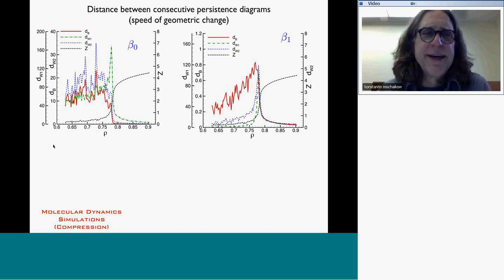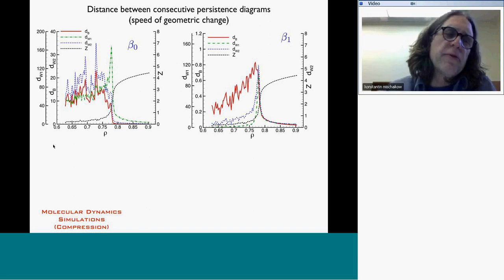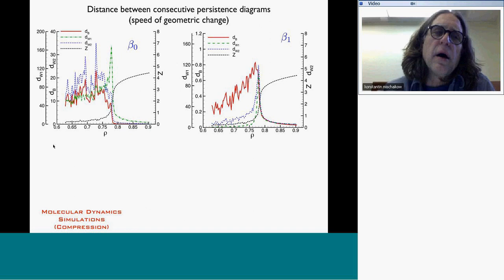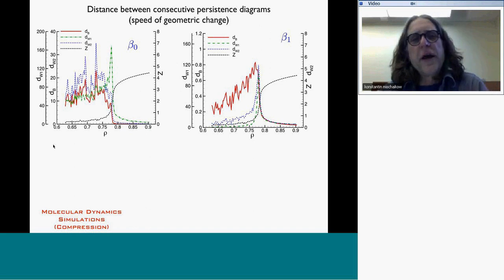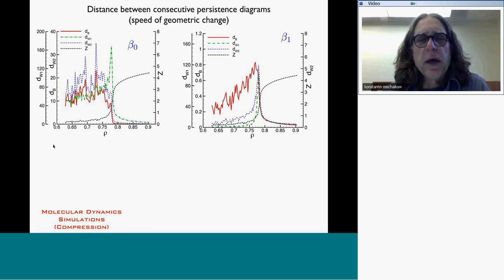There are three axes. The one on the right is the z-axis. That's keeping track of the number of contacts between particles. The very left axis is the Wasserstein 1 metric, and then the axis next to it is the bottleneck and the W2. Is that okay?